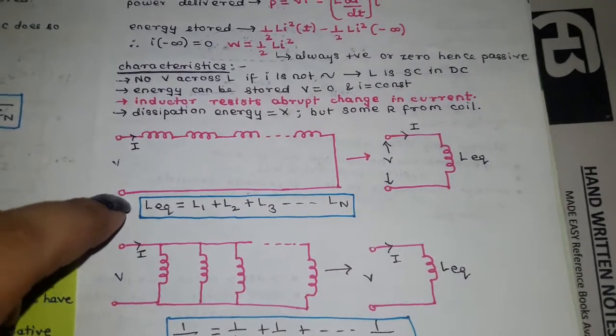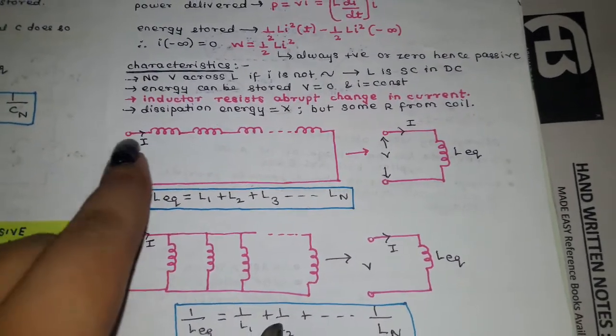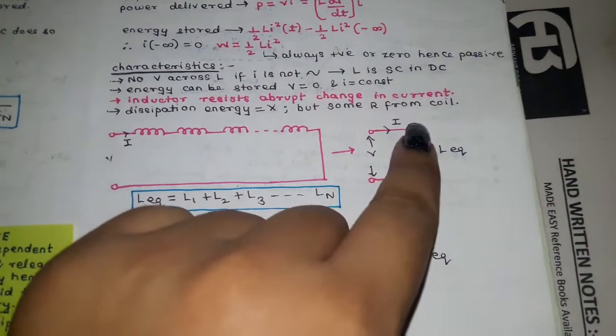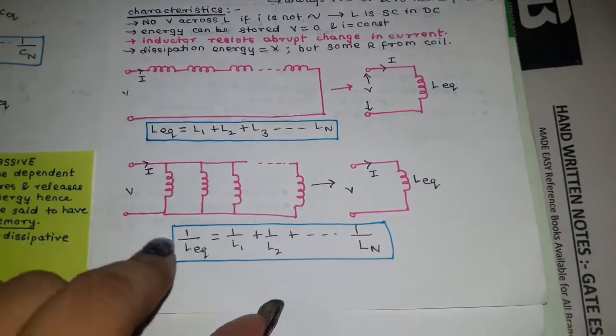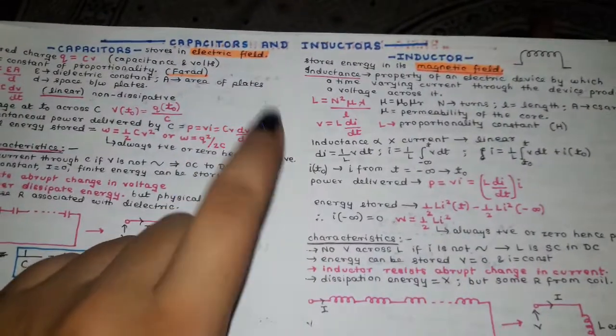Let's talk about combinations. This is a series combination, and for finding the equivalent we use this particular formula, and for parallel combination we use this particular formula. And this is all for capacitors and inductors.